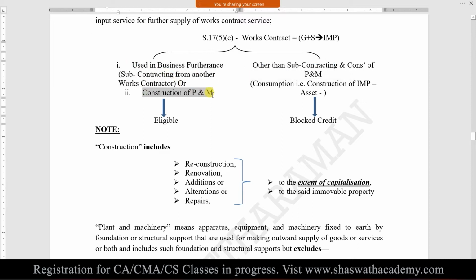Construction of plant and machinery. For example, sir, what is typical plant and machinery? Your plant and machinery is like apparatus. Say for example, you are a water refinery unit. You are a petroleum refinery unit, for example. You require big structures fixed in the earth for the purpose of processing.